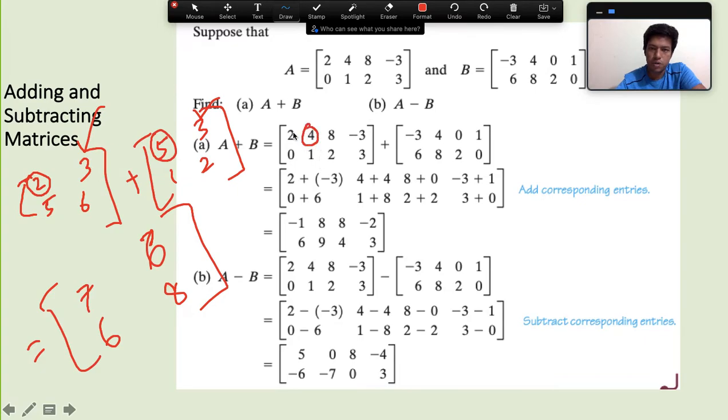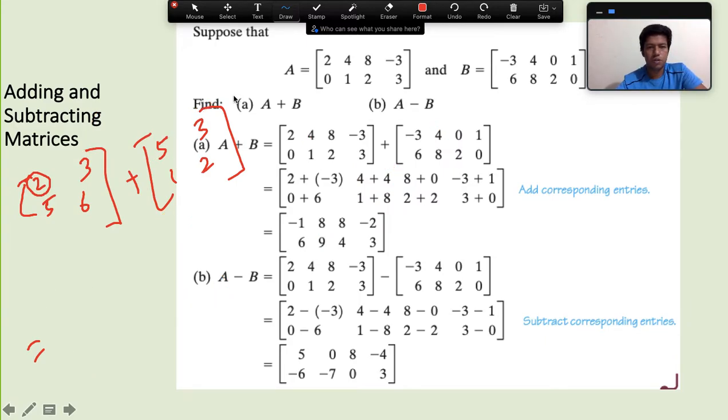Suppose this is row 1 column 2, so this is also row 1 column 2, we will have to add them together. So 4 plus 4, and we will have to put it here. That will be 8, of course. And for the subtraction, what we do is we just do the opposite thing of what we have done here, basically. So for subtraction, we just have to write here the negative sign.